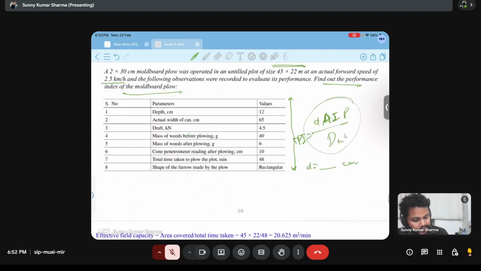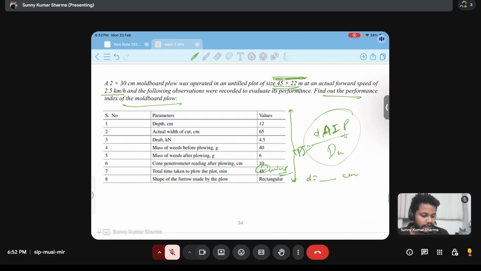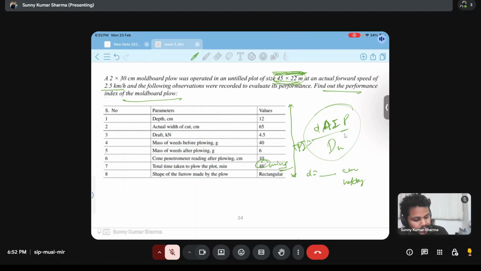So for effective field capacity, we ask in how much time this area is covered. This area is being covered in 48 minutes. So from there, we can directly get the actual field capacity. The actual field capacity in hectare per day will be this area in meter square divided by this time, so that we can calculate.